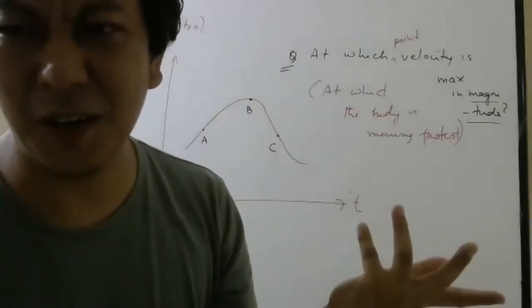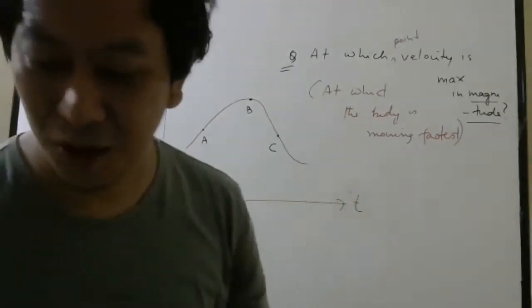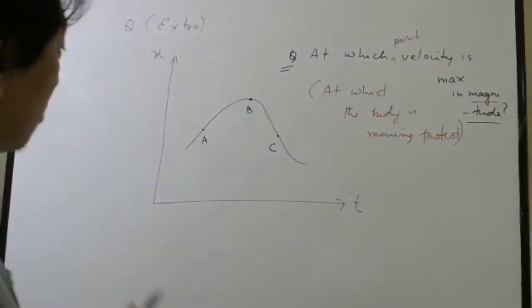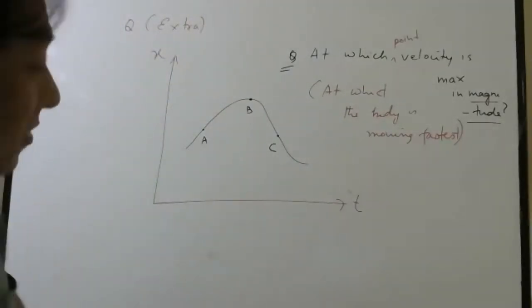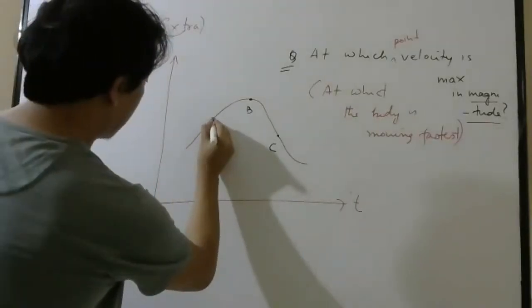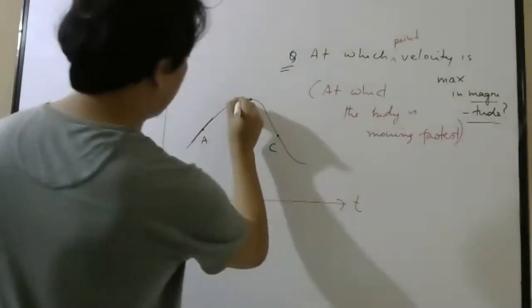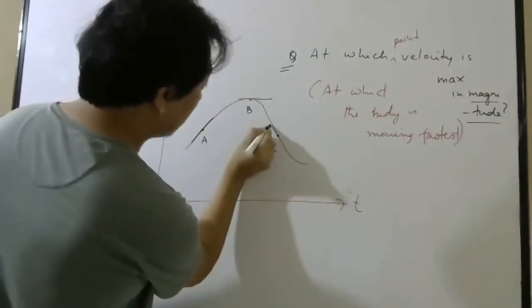Minus sign, plus sign, I don't care. Minus sign, plus sign is for direction. Already I have discussed with you. So let me draw the tangent at these 3 points. Here the tangent will be somewhat like this. Here the tangent will be somewhat like this. Here the tangent will be somewhat like this.